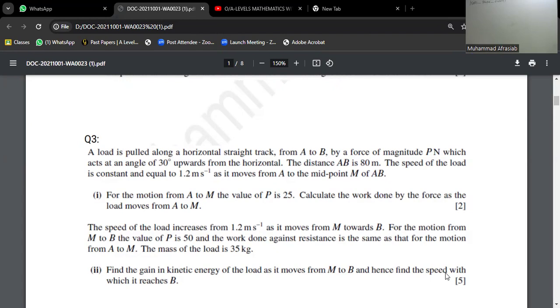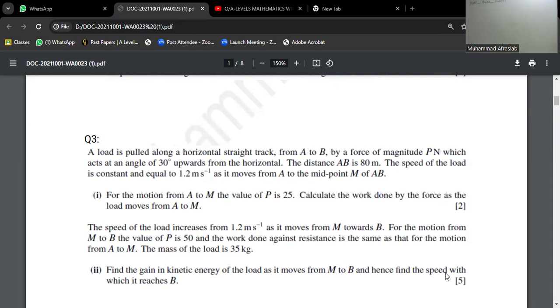The speed of the load is constant and equal to 1.2 meters per second, and it moves from A to the midpoint M of AB. Part 1. For the motion from A to M, the value of P is 25. Calculate the work done by the force as the load moves from A to M.